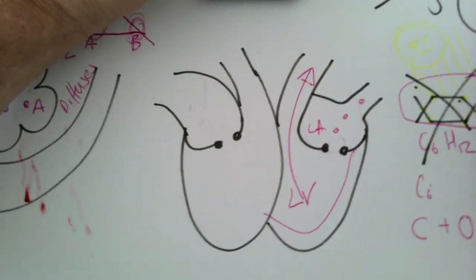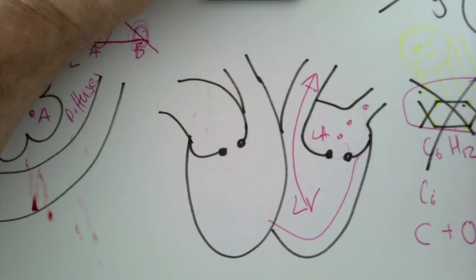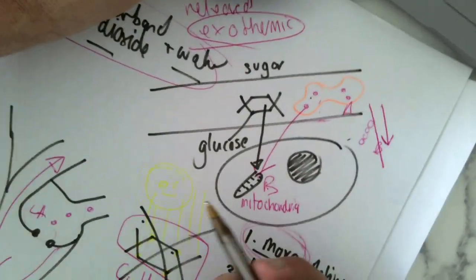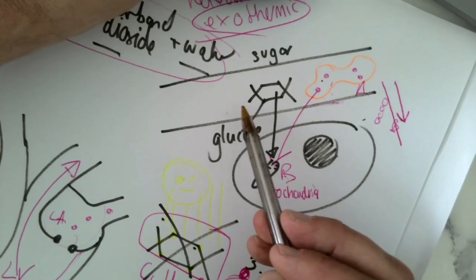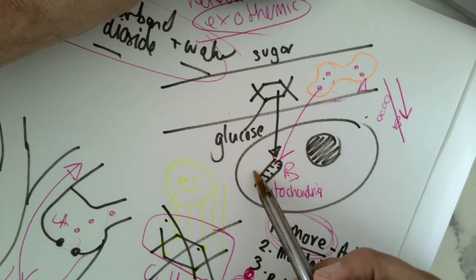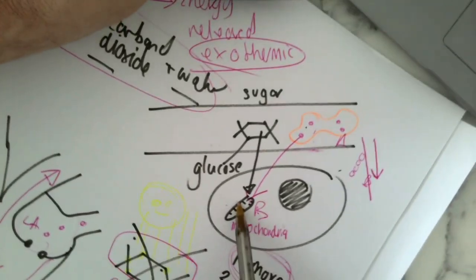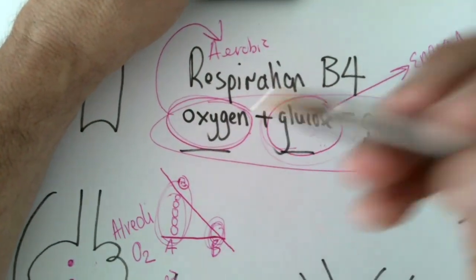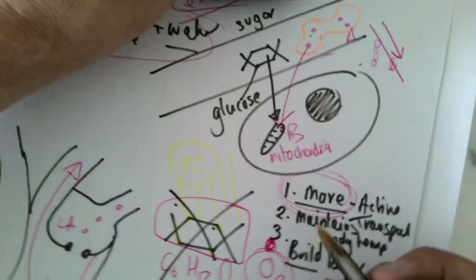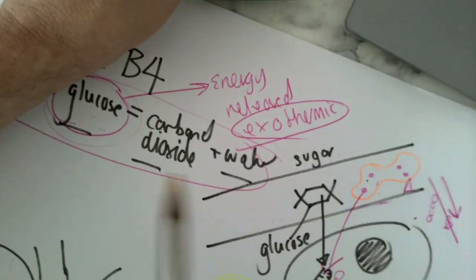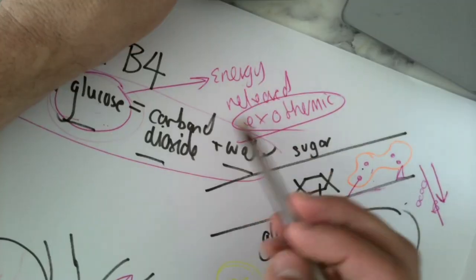So what would happen to the heart rate? Well, the heart rate would increase. Therefore, more oxygen, more glucose delivered to the mitochondria of your working, moving muscles. Therefore, the rate of aerobic respiration would increase and you would have more energy released.